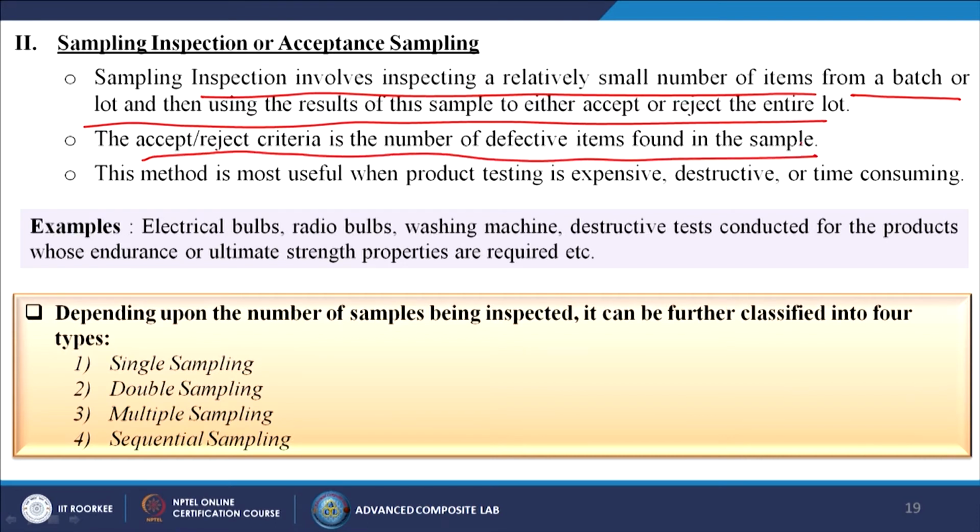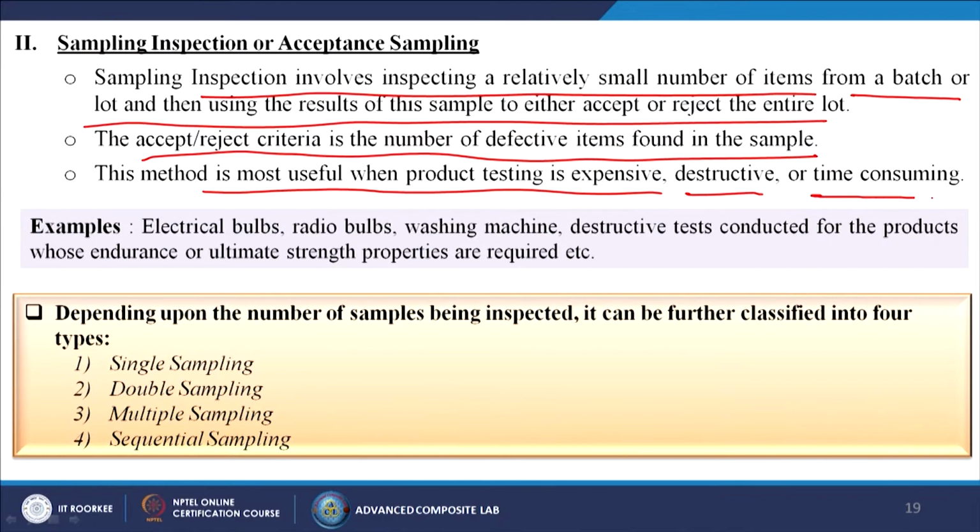In this case, we can put in some considerations. If it is not exactly accurate as per the design, but we can think okay, some plus minus value within the allowance or the tolerance can be accepted and it will not give any kind of life threat or total equipment failure. This method is most useful when product testing is expensive, destructive or time consuming. What are the examples? Electric bulbs, radio bulbs, washing machines, and destructive tests conducted for products whose endurance or ultimate strength properties are required.